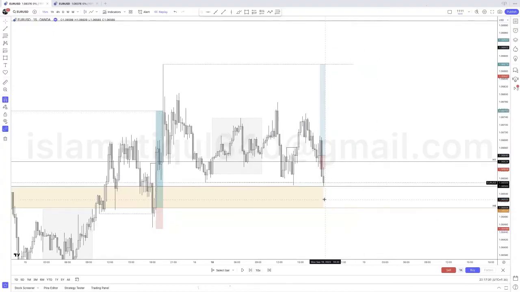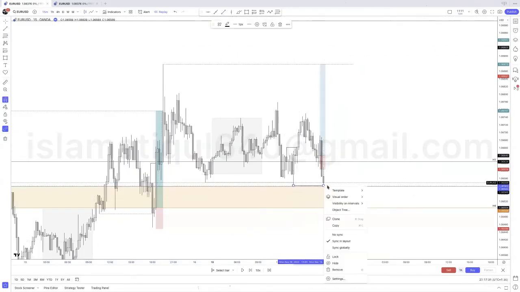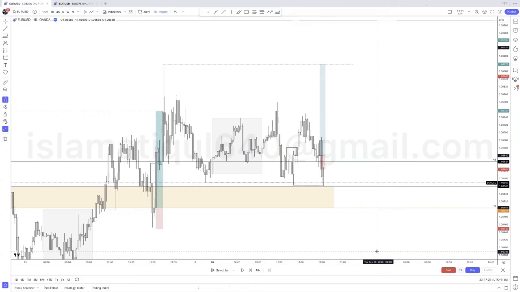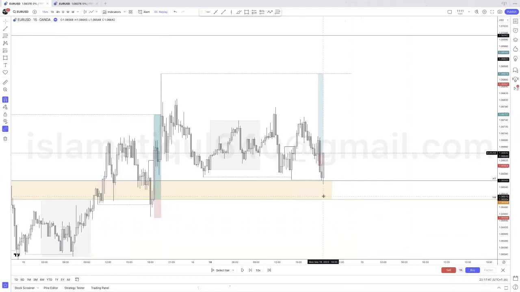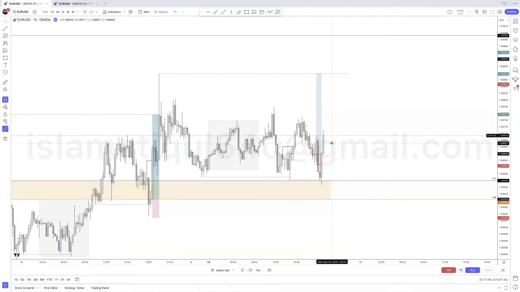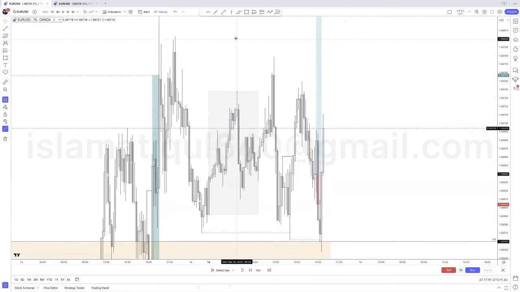Yeah, they came back to the zone. See? Swept liquidity once again back in the zone. Yeah, now they're moving. Now they're moving. This happens, can't help it. Yeah, they're moving. We have a breakout structure.